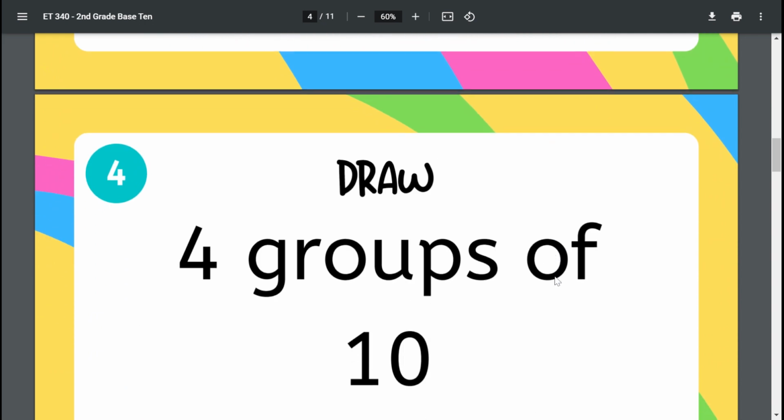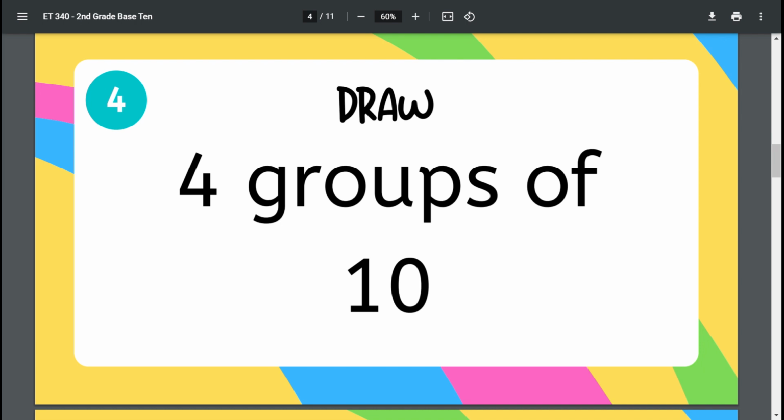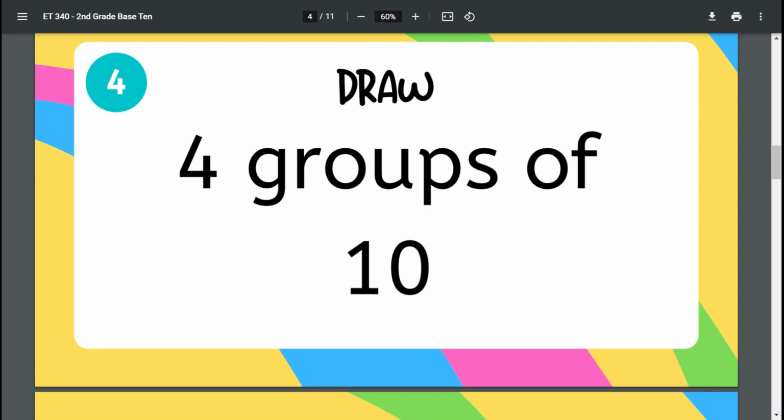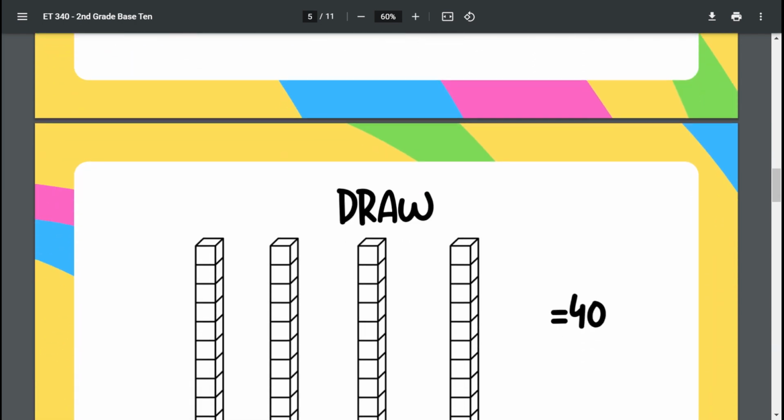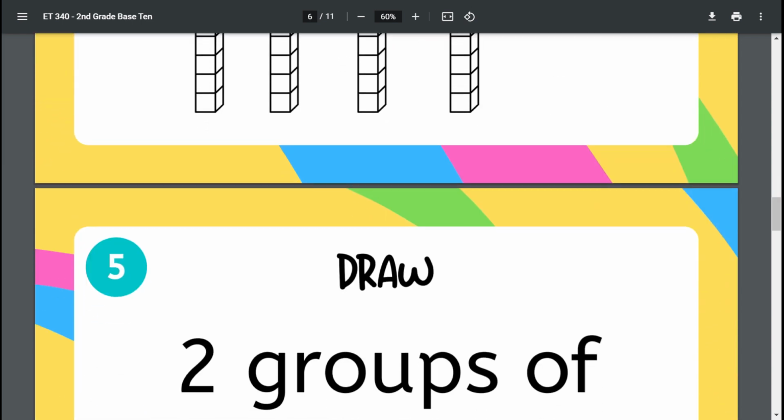as your total. If I were to ask you to draw 4 groups of 10, you would want to draw out 4 sticks with 10 in each stick. Your picture could look something roughly like this when you were done. That would be a great representation of 40.